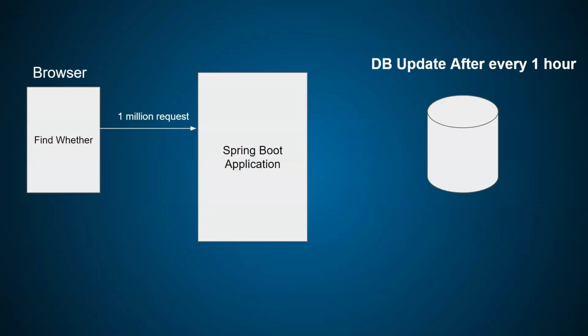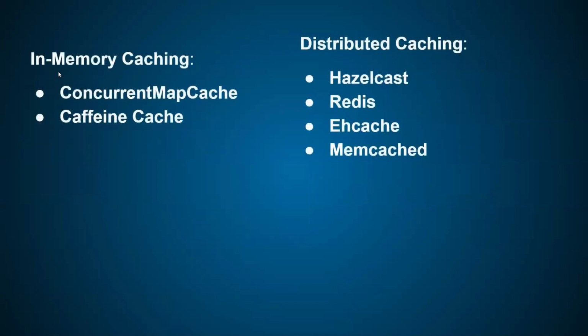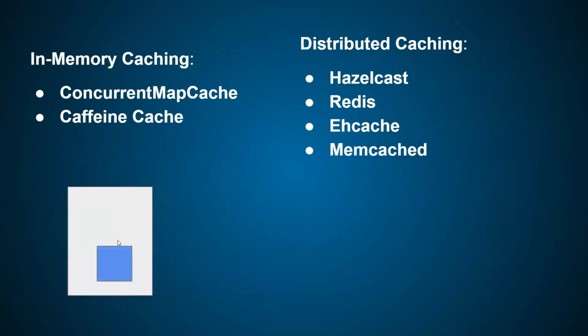Now what are the types of cache? Let me tell you. There are two types of cache. One is in-memory cache, another is distributed cache. Now here, in case of in-memory cache, Caffeine cache is very famous. Okay, and in-memory cache means we will create that cache inside the Spring Boot application.